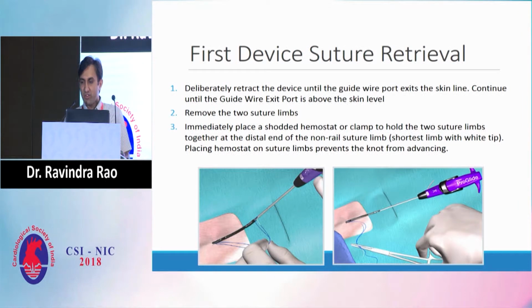The best part of using a suture-based closure device is, suppose you need to re-intervene in the same vessel, you can do it on the very next day. And a single ProGlide can be used up till 7 to 8 French sheath.